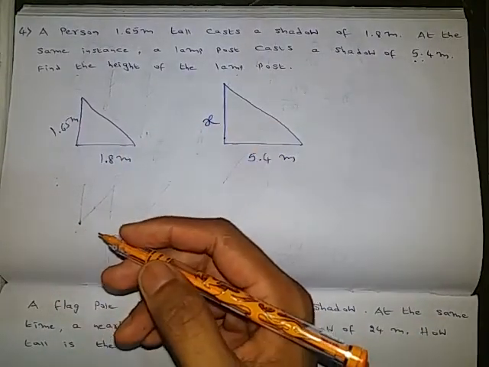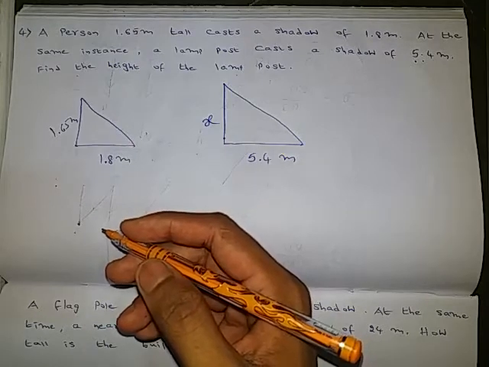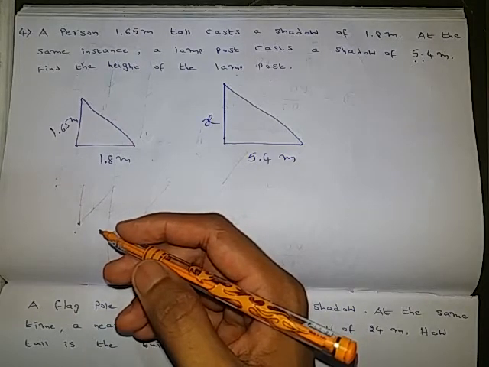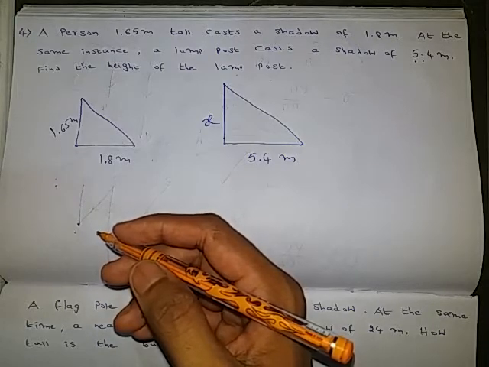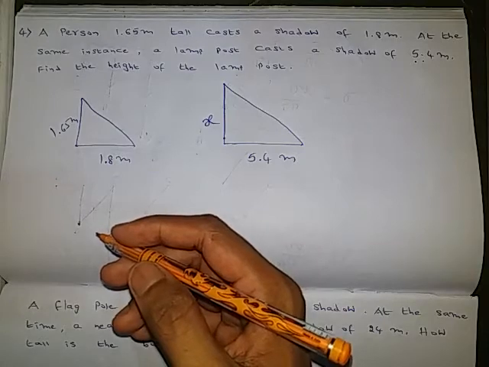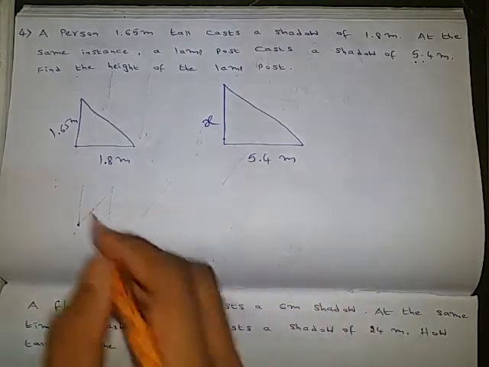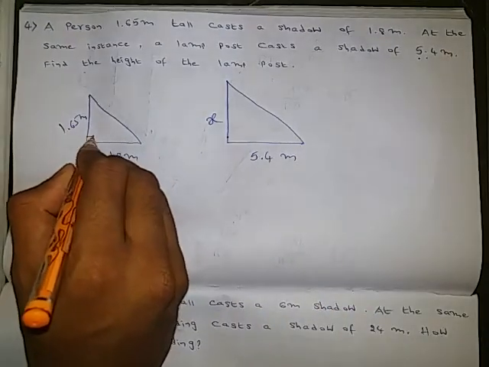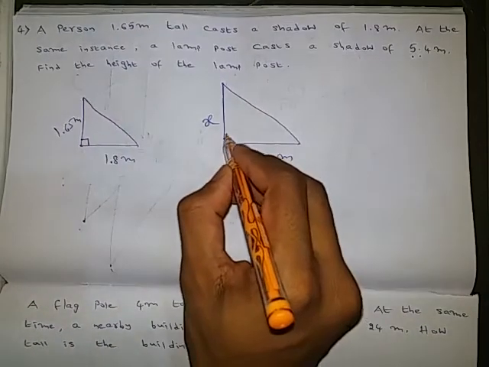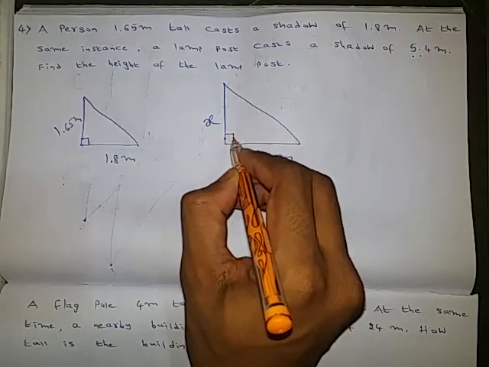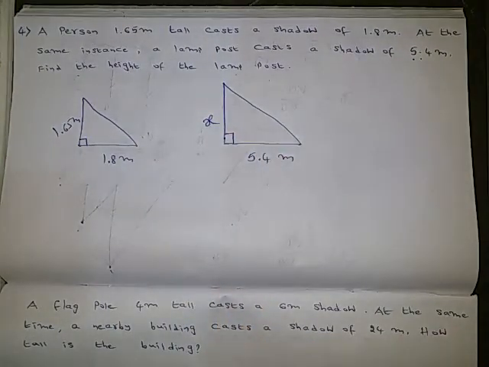Yes, that is compulsory. Whenever we have triangles in the similar triangles chapter, it is compulsory that we prove the two triangles are similar to each other. Then only we need to solve the problems. So here this is a man who is standing exactly perpendicular to the ground. This is one lamp post which is exactly perpendicular to the ground.